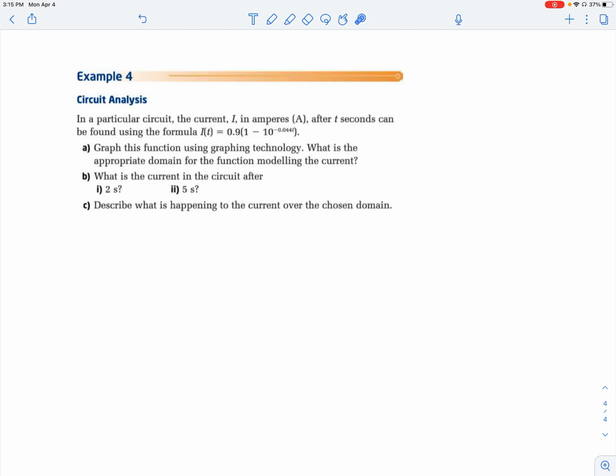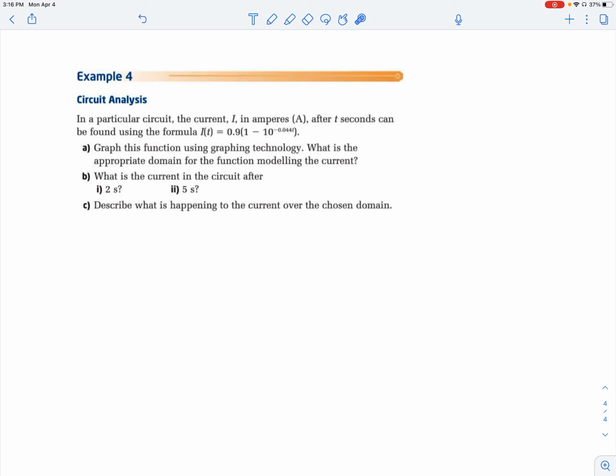So in a particular circuit, the current I in amps after t seconds can be found using this formula. Okay, so a pretty complicated formula, and basically we plug in the time for t, that little t up here, and we get to calculate the current. It says graph this function using graphing technology, so we'll use Desmos. What is the appropriate domain for the function modeling the circuit?